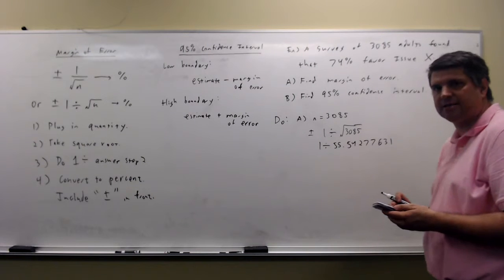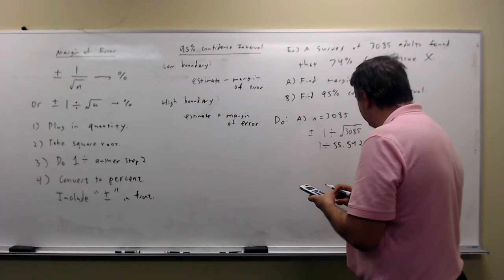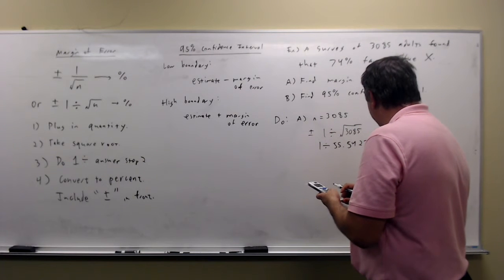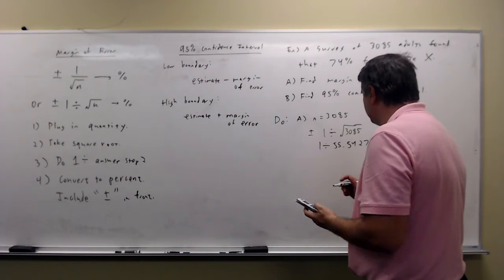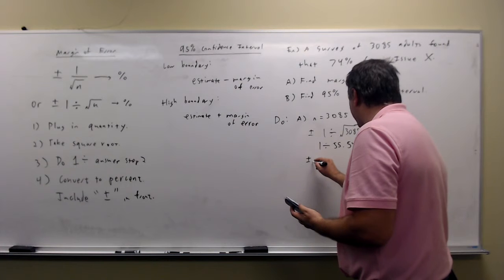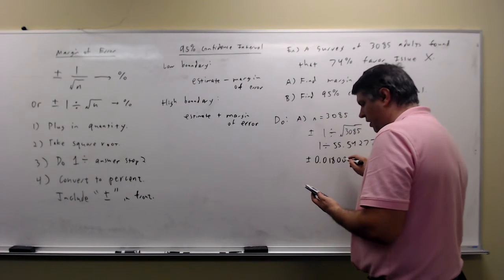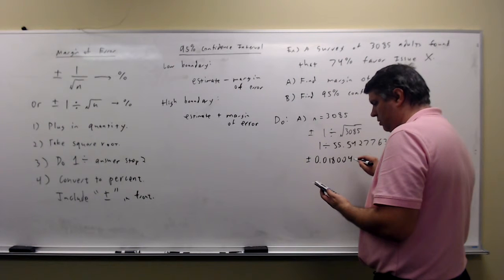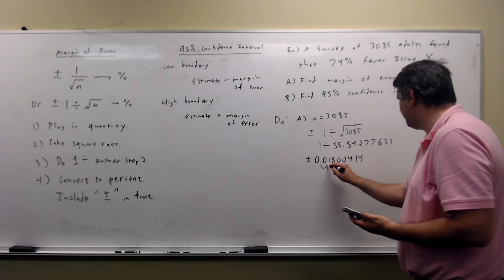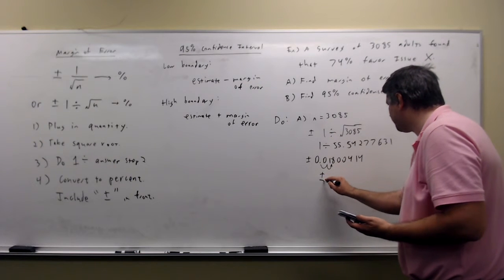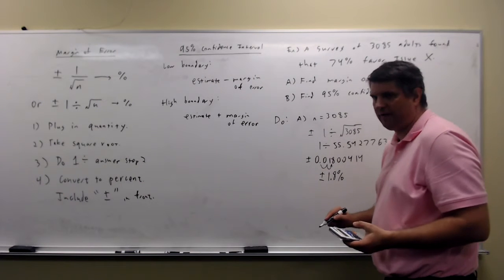Next, I'll type in 1 divided by that number, 55.54277631. So I have plus or minus 0.01800414, and that's enough for this stage. So move this decimal point over. It's plus or minus 1.8%. That is my margin of error.